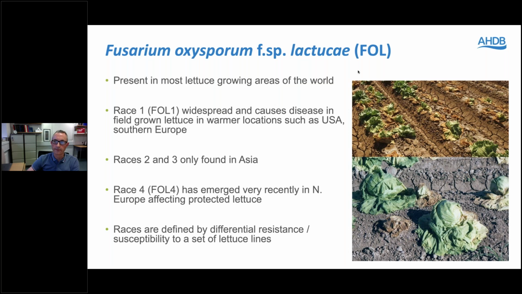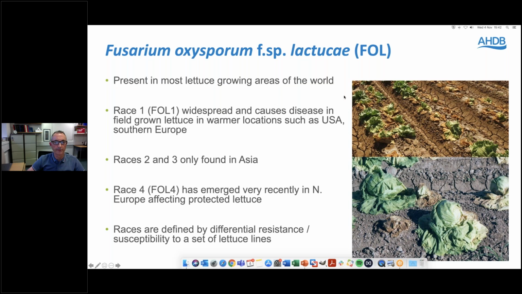Okay, so I'm going to focus on this talk on Fusarium oxysporum forma specialis lactucae. I'm going to call that FOL. It's present in most lettuce growing areas of the world, and there's a number of different races, and these have emerged, as I said, due to the deployment of resistant cultivars.